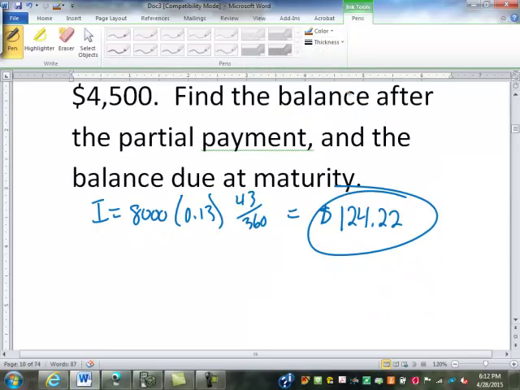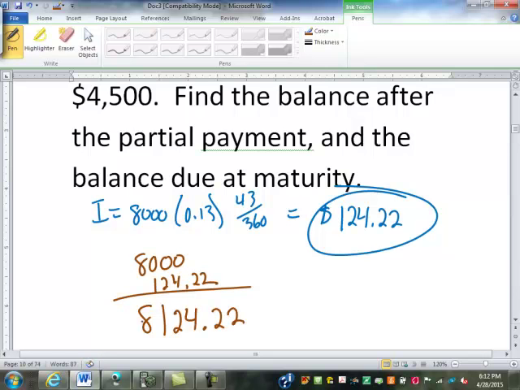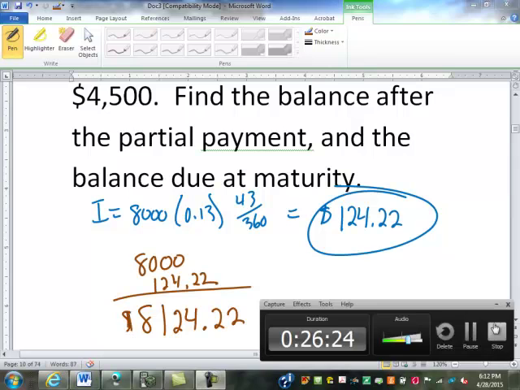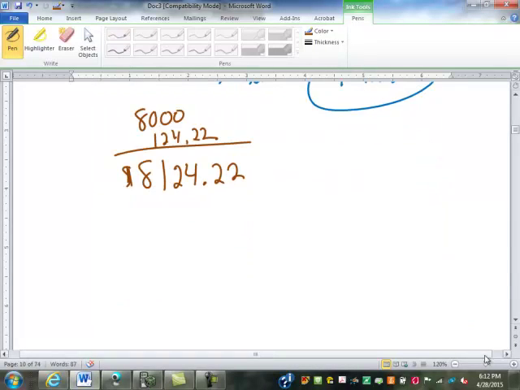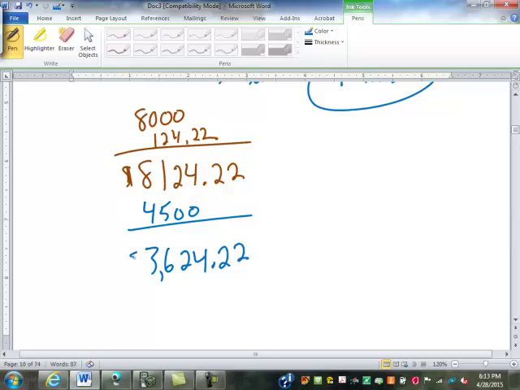So now before we make the payment, we take our $8,000 and we add that interest to it. So $8,124.22 before the partial payment. They want it after the partial payment, so we're going to subtract the $4,500 to get $3,624.22.